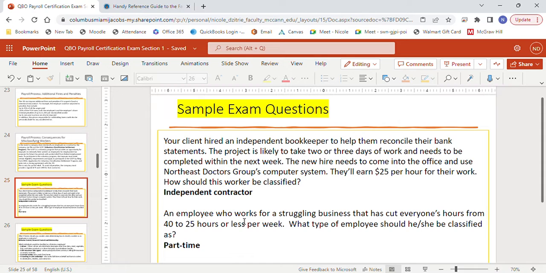An employee works for a struggling business that has cut everyone's hours from 40 to 25. So everybody was working 40, which is full-time, and now they're working 25. They're part-time. What type of employee should that person now be classified as? Part-time. Your employees are now part-time workers. They went from full-time to part-time once you took them from 40 hours to 25.